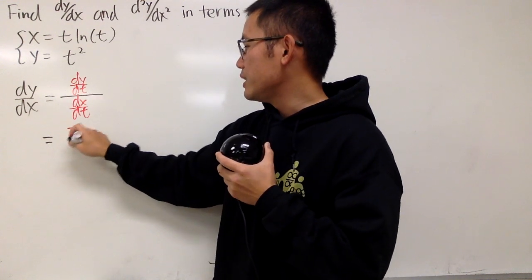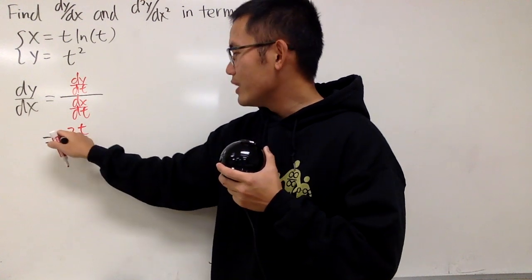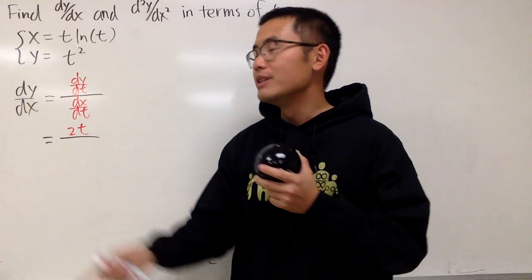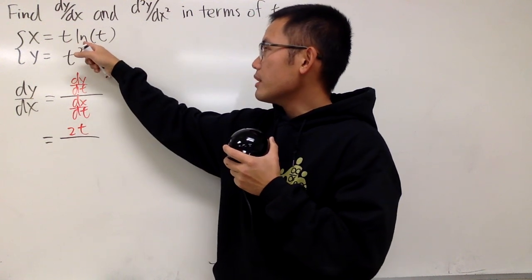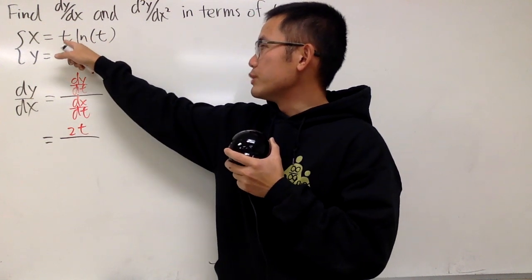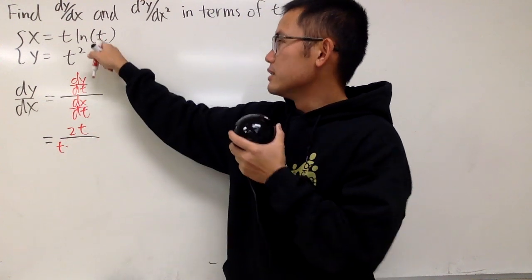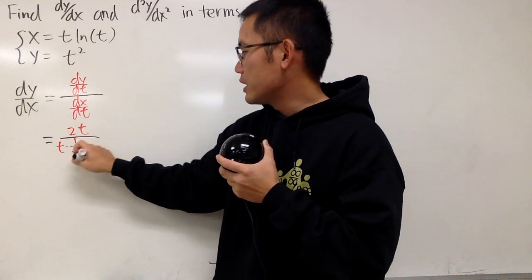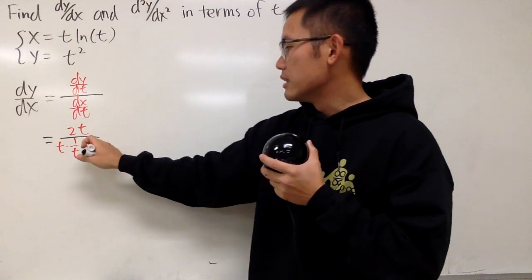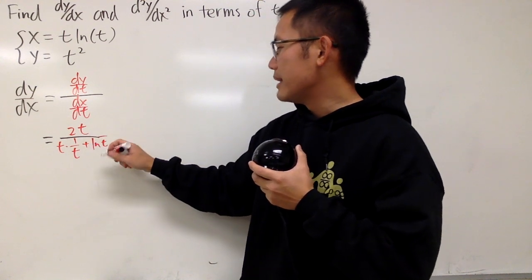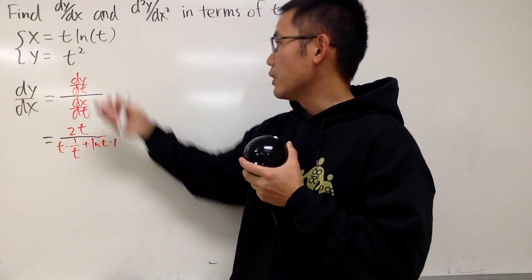We'll end up with 2t. That's good. Then we divide it by the derivative of this. Well, we will have to use the product rule. So the derivative of t times ln t: we first keep the t and multiply by the derivative of the second. The derivative of ln t is 1 over t. And then we add the second function, which is ln t, and multiply by the derivative of the first, which is just a 1.